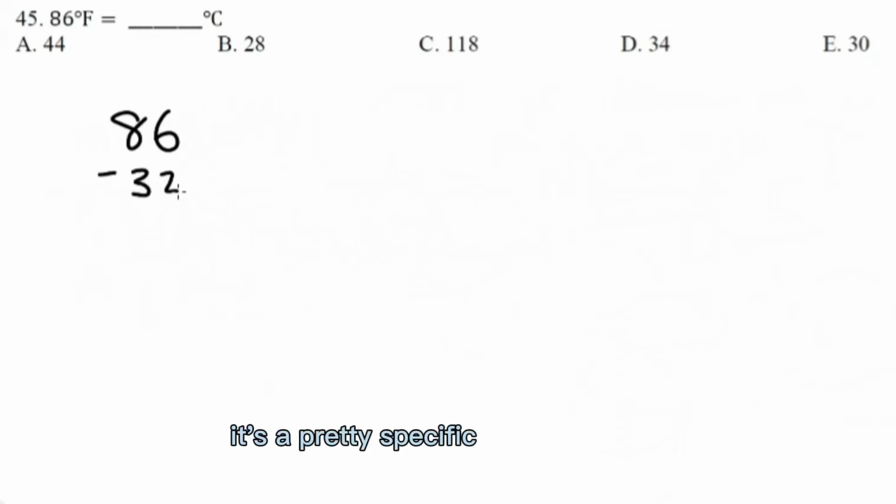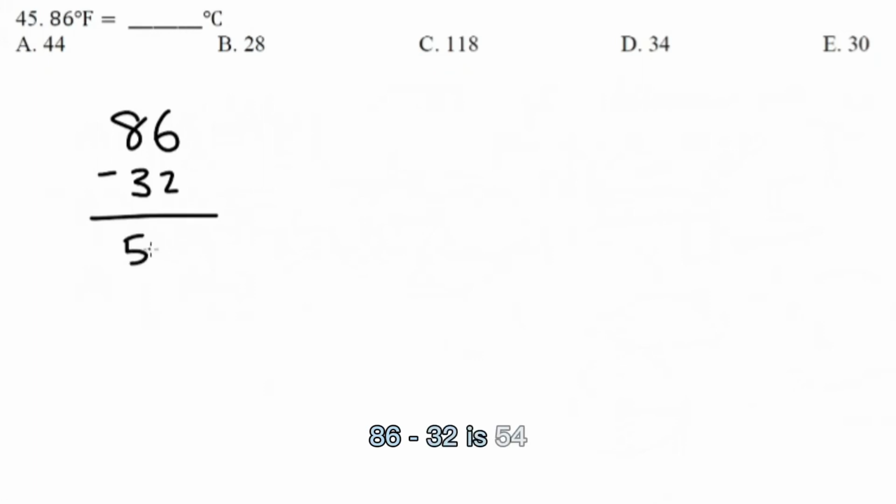Next, 86 Fahrenheit equals how much in Celsius? Alright, so to convert from Fahrenheit to Celsius, there's a pretty simple formula. So first we take our number, 86, we subtract 32. It's a pretty specific number, I know, but that's how you have to solve it. 86 minus 32 is 54.